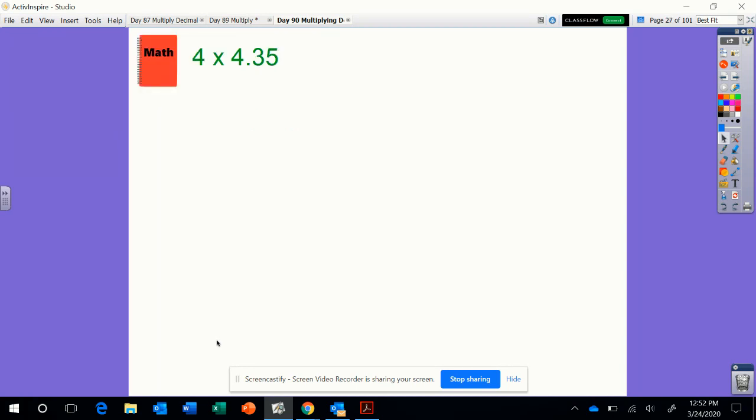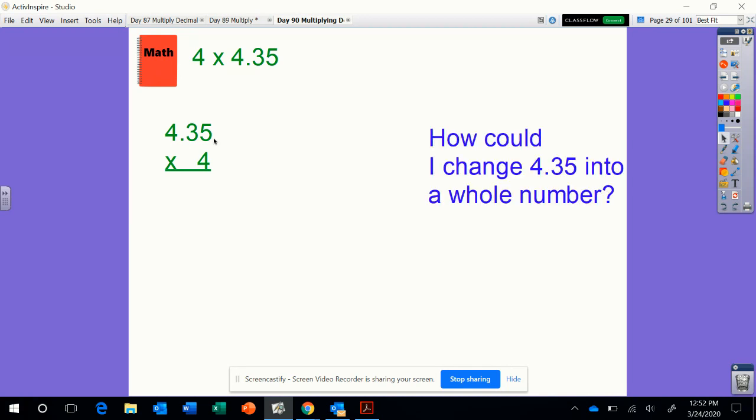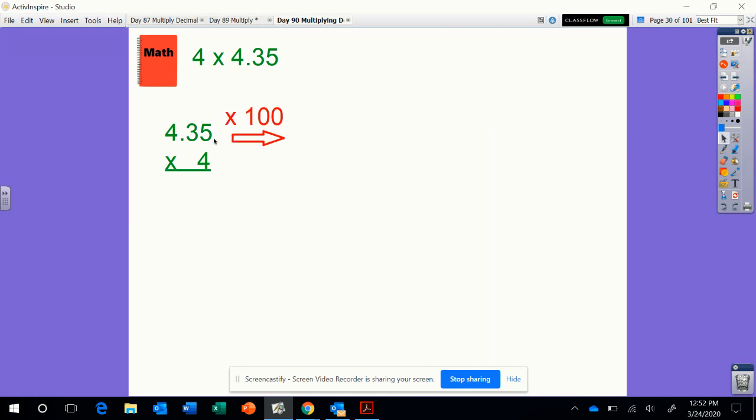Okay, next one. Let's set this one up. This is the second problem on your math notes. So we're going to set this up like this. So we can't multiply by 10 anymore to get rid of this decimal. We have to move it over 2 places. So if I move it over 2 places, what are we going to multiply by? Hopefully you're thinking 100. So if I multiply this by 100, my new whole number is 435. So now we got rid of the decimal to make some easy multiplication.